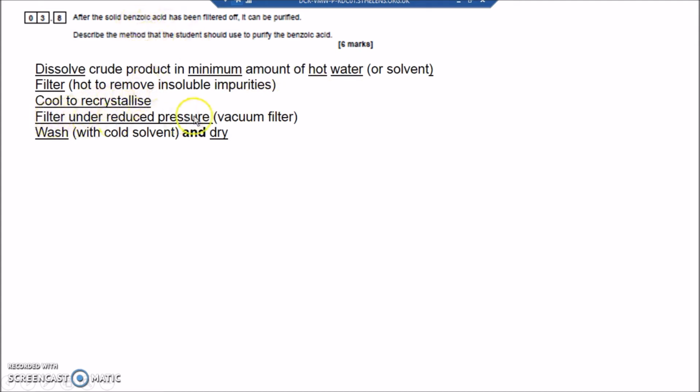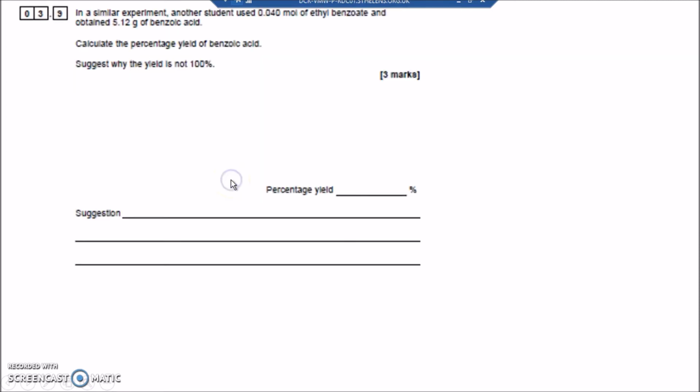Then you can refilter it under reduced pressure filtration, vacuum filtration, and you'll lose 2 marks if you don't say wash with a cold solvent, because if you're washing with a hot solvent it's going to dissolve again. You just want to wash out any soluble impurities and dry, because water will be the main impurity, and we'll see that in the next section of the question.